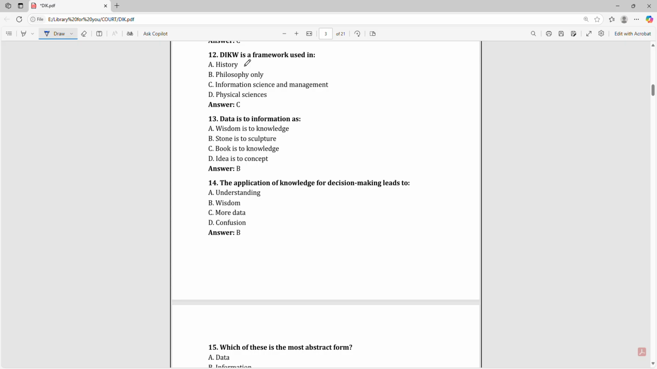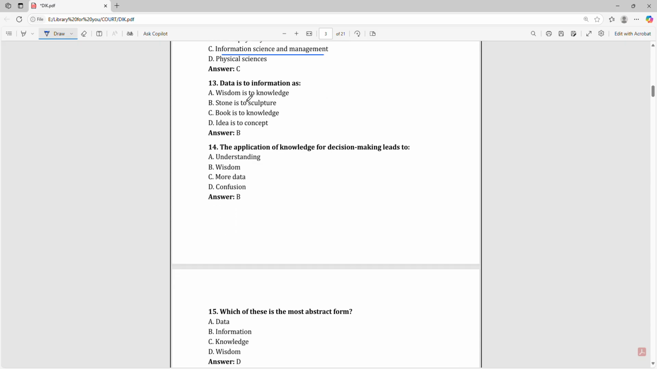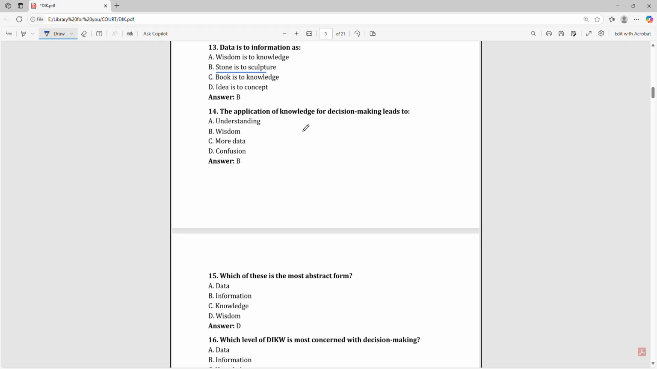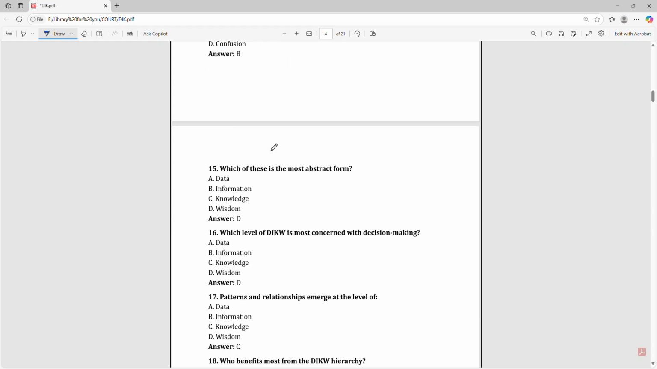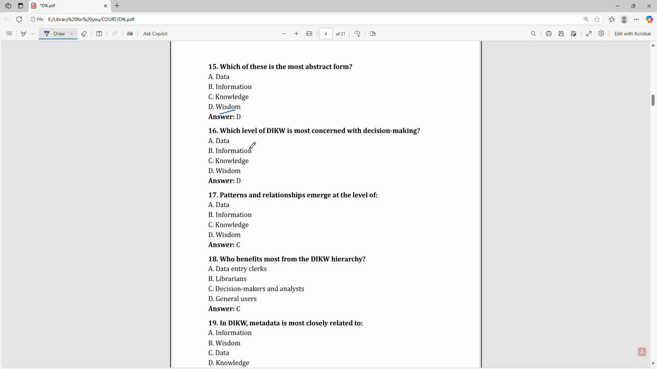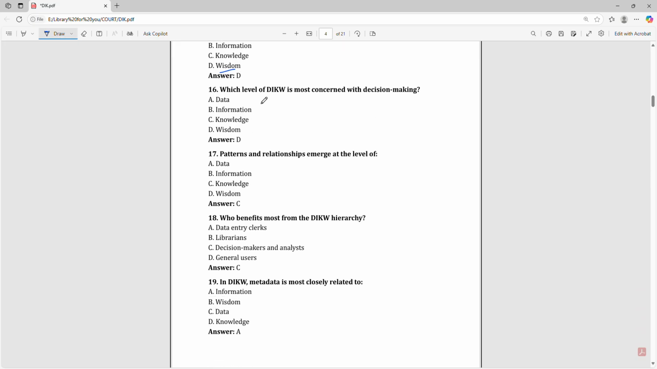DIKW is a framework used in information science and management. Data is to information as stone is to sculpture. The application of knowledge for decision making leads to wisdom. Which of these is the most abstract form? Wisdom. Which level of DIKW is most concerned with decision making?